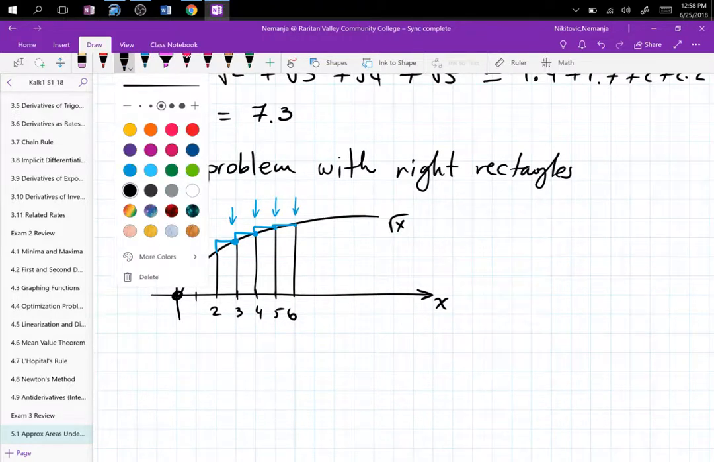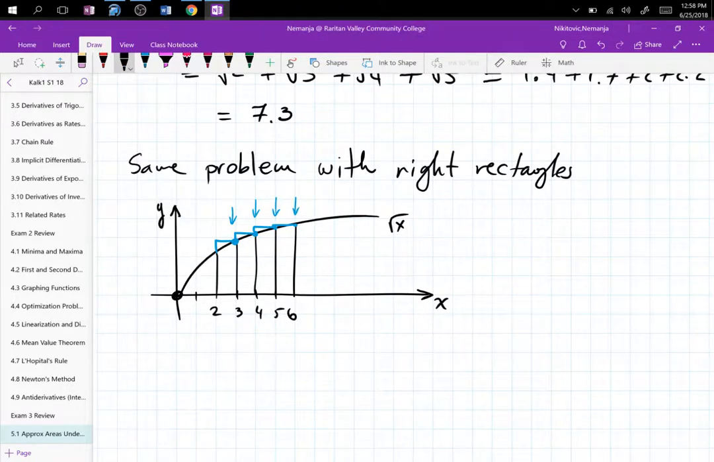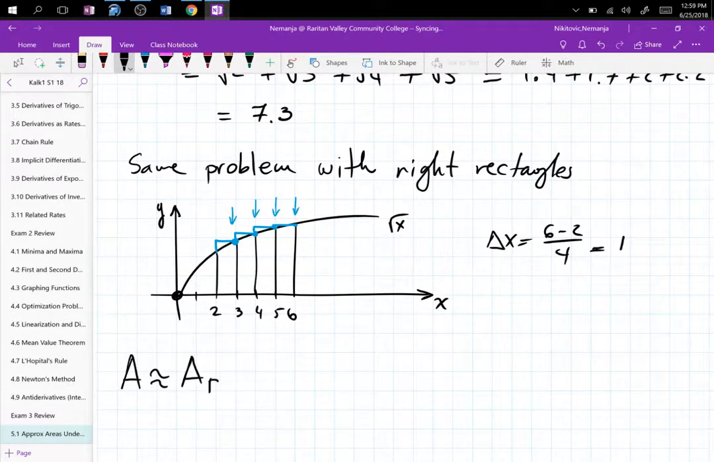So what I'm going to do here is, again, same formula for delta x works, right? Delta x is 6 minus 2 over 4 rectangles, which is 1. So area is approximated now with area of the right, and that would be 1 times, and now I have square root of 3, plus square root of 4, plus square root of 5, plus square root of 6.